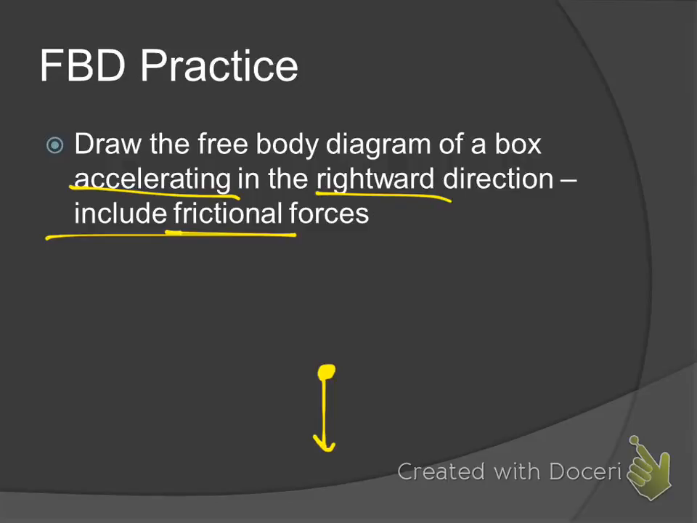Gravity and normal force. And what do we know about those two forces? They're equal to each other. How do we know that? Because it's not moving, specifically in the vertical direction. Okay, so since it's not moving vertically, that means our vertical forces need to be equal to each other.